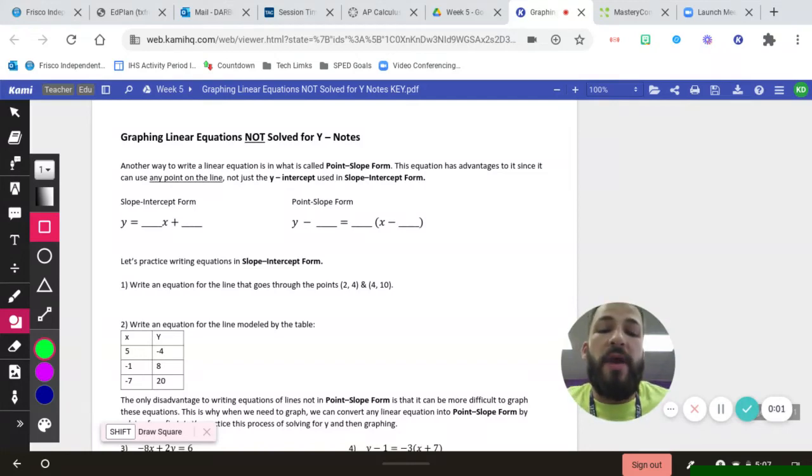Earlier, we really focused on graphing y equals mx plus b equations, so pretty straightforward and basic equations. Today, we're going to learn about another way that we could write linear equations and how to still be able to graph linear equations when they're not initially solved for that y term.